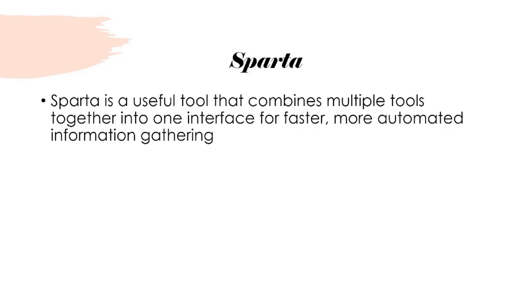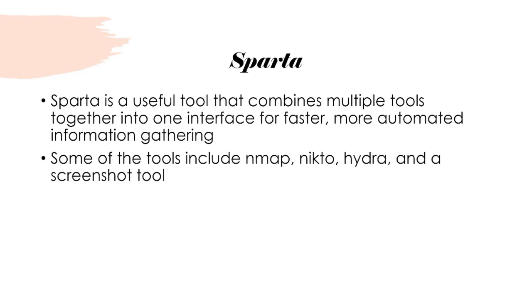Another tool that kind of combines multiple tools into one is called Sparta. It just puts everything together in one interface so that you can see everything, and it's automated. It makes the information gathering portion of your reconnaissance pretty easy. Some of the tools that it includes are Nmap, Nikto, like we just went over, Hydra, which is like a brute forcing tool, and also an HTTP screenshot tool. So it will actually go through and screenshot what it sees, like if you were to access a certain address over a certain port in a browser.